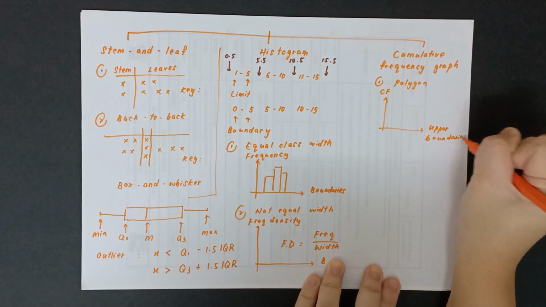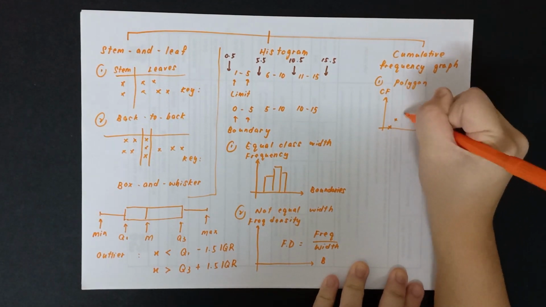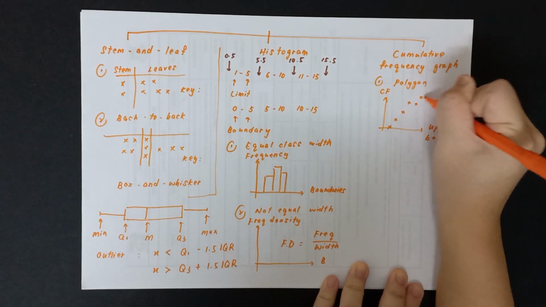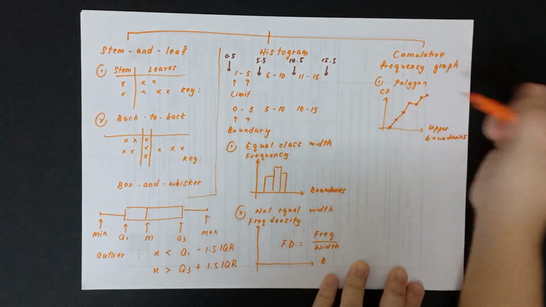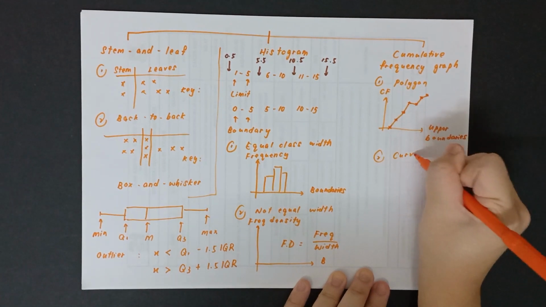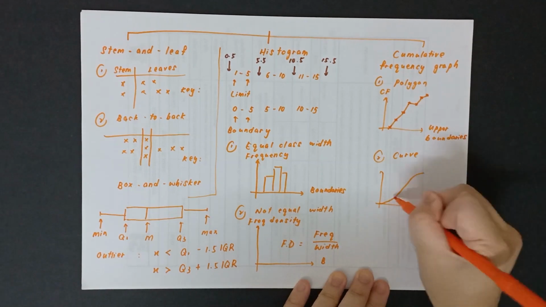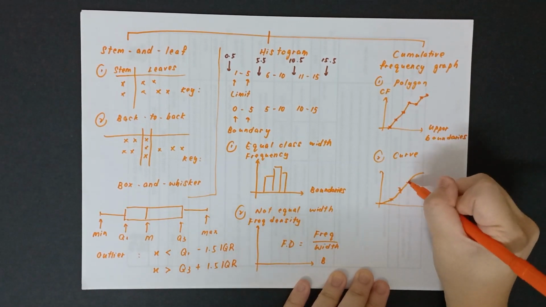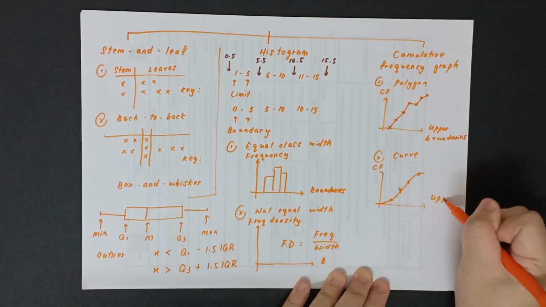For this type of graph, it only tells you the value that is less than a certain value, which is your upper boundary here. For polygon, it will look something like this. This is not a good drawing, but basically you need to use straight lines and connect them together. For the second one, you have a cumulative frequency curve, which you draw as a curve. It will be something like this. Same thing, cumulative frequency, and you have your upper boundary here.